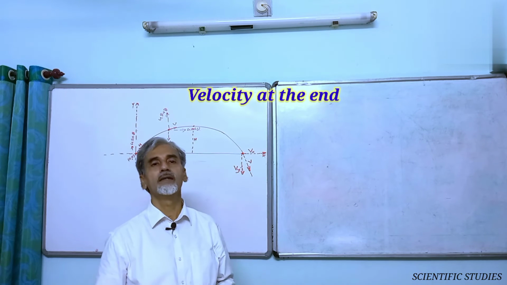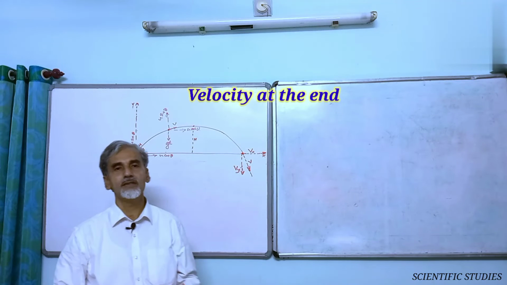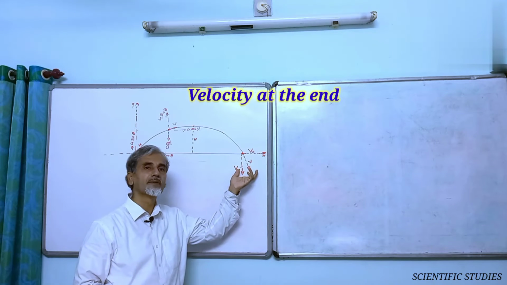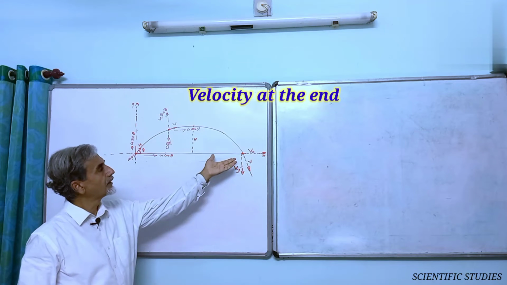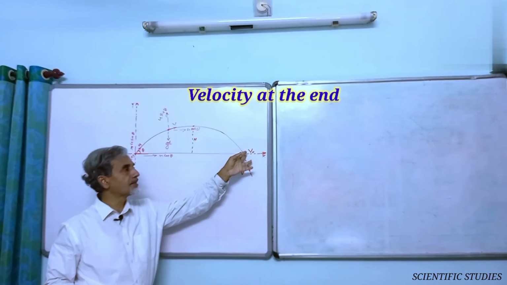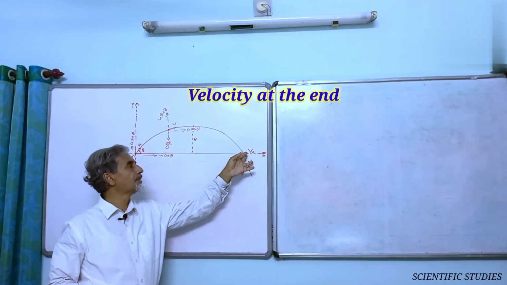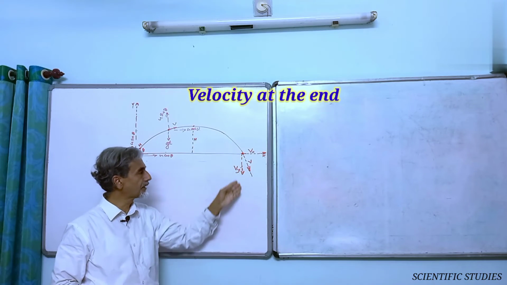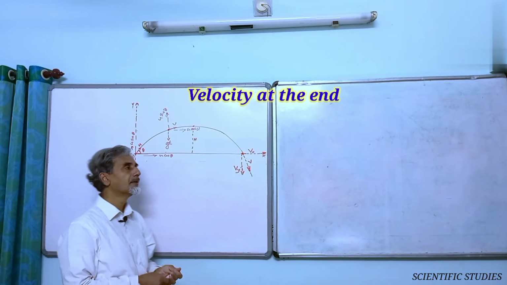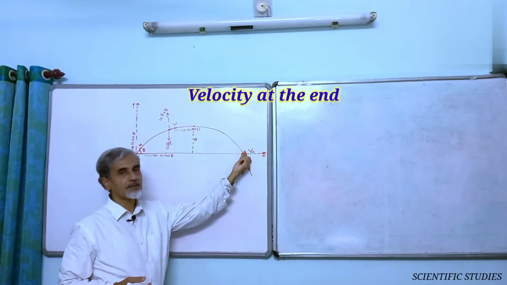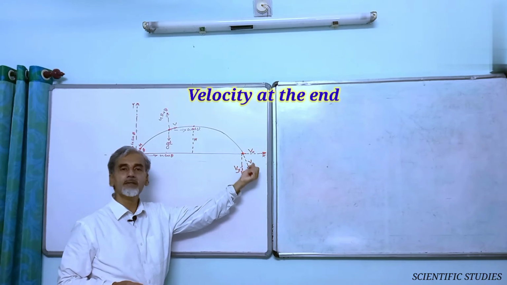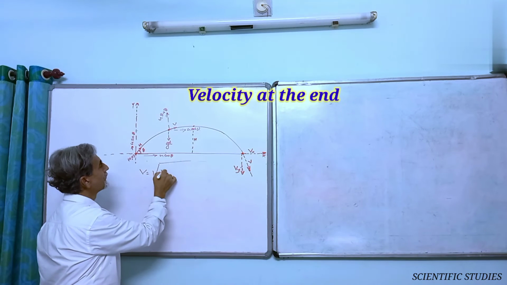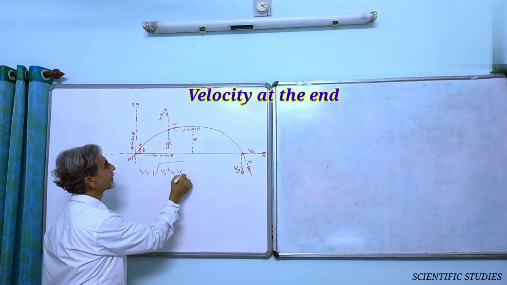The velocity at the end means the velocity when the projectile completes its journey. Here, when the projectile reaches the ground surface, it has a velocity along the x direction, that is the horizontal component, and a velocity in the vertical direction due to the force of gravity. That means the projectile strikes the ground with a resultant velocity v, and that resultant velocity v is equal to root of Vx square plus Vy square.